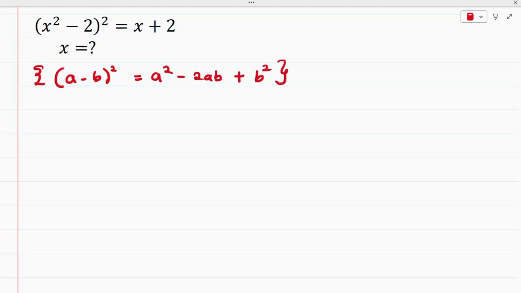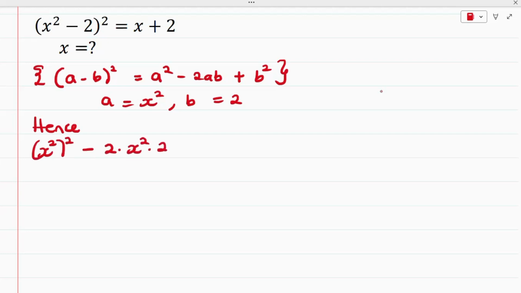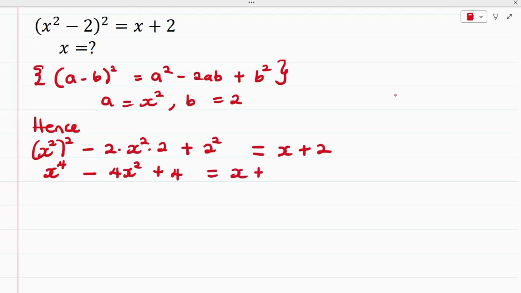So applying this property we have that a is equal to x squared and b is equal to 2. So hence we have this to be (x squared) all raised to the power of 2 minus 2 multiplied by x squared multiplied by 2 plus 2 squared. This is equal to x plus 2. So we have x raised to the power of 2 multiplied by 2 is 4, minus 2 multiplied by x squared multiplied by 2 is going to give us 4x squared, plus 2 raised to the power of 2 is 4, which is equal to x plus 2.